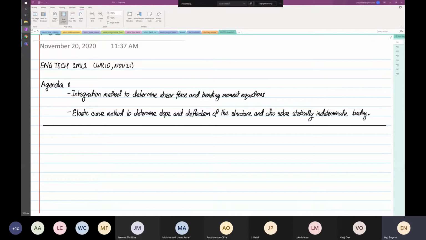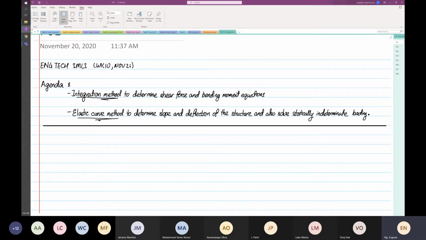equations. Then after that, we're going to use the elastic curve method to determine slope and deflection of the structure and also solve statically indeterminate loading. So these two topics are related. Okay, these two topics that you see, the integration method and the elastic curve method, they are related. The elastic curve method also does integration. So if you don't know how to integrate, you're going to have issues. That's why we make sure that you have done your math course first before coming up.